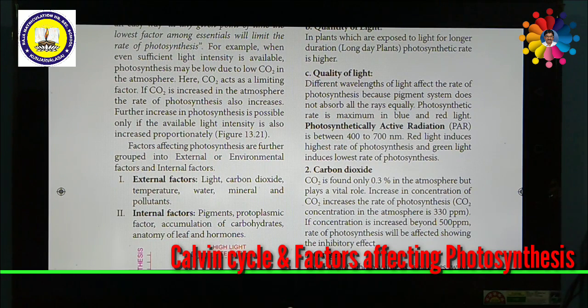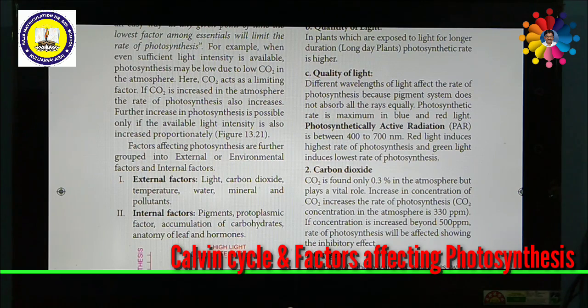When a process is conditioned as to its rapidity by a number of separate factors, the rate of process is limited by the pace of the slowest factor. That means at any given point of time, the lowest factor among the essential ones will limit the rate of photosynthesis. For example, both carbon dioxide and sunlight are essential. Only in the presence of carbon dioxide, water and chloroplast, photosynthesis can take place.